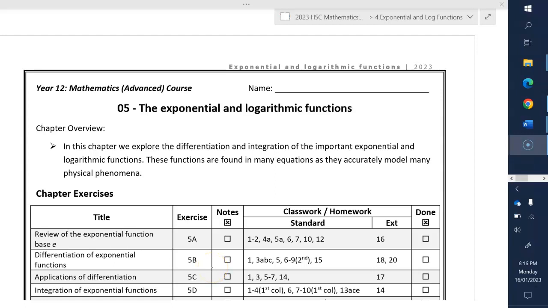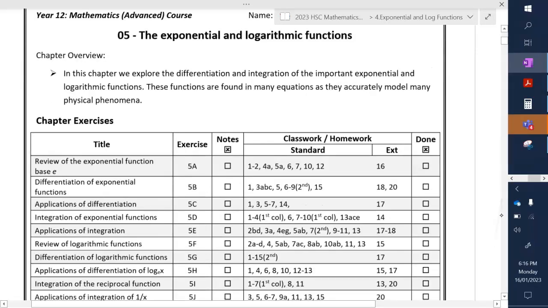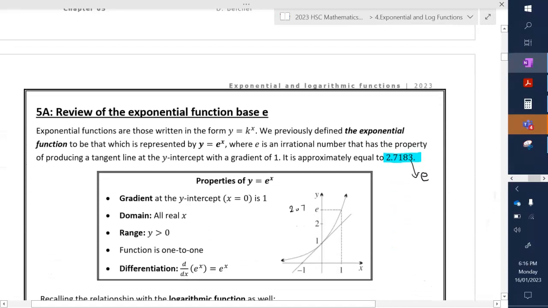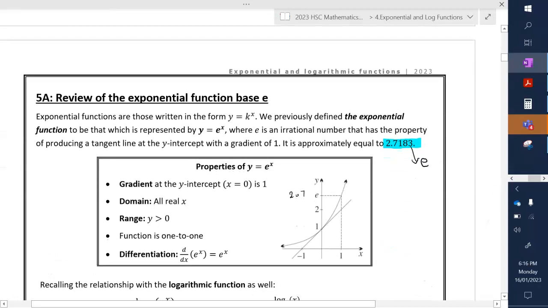Now we've worked through a lot of this in our Year 11 maths course. The first couple of exercises that we worked through, which will be 5A and 5B, and a fairly large amount of 5C stuff, we've mostly done before, so I won't be dealing too much with that, and the videos will be slightly smaller for this. So the first one, review of the exponential function base e.